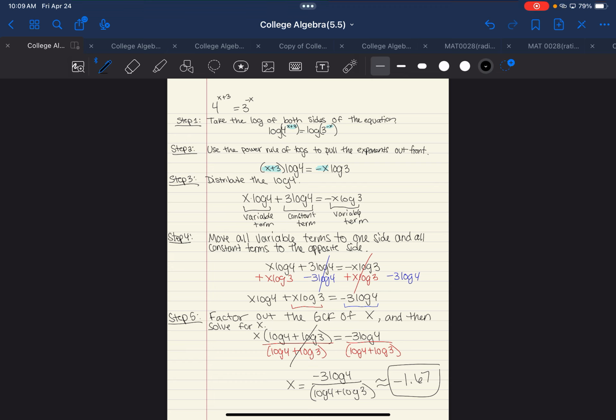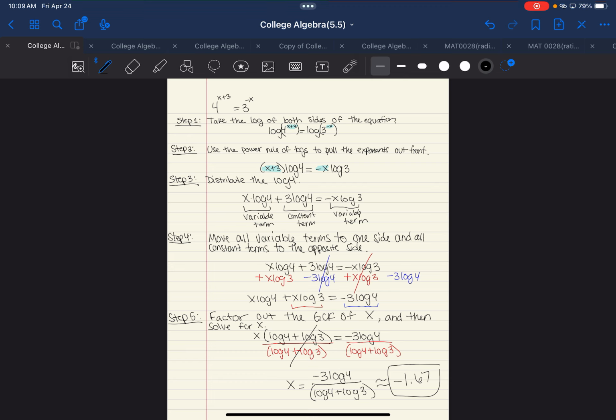Or what's the domain? What can x not be? Negative or 0? x has to be greater than 0 in a log or an ln. That's always true. Well, I should say the expression inside the log. So I just wrote x here, which means that's the only thing in that log. So that x has to be greater than 0.